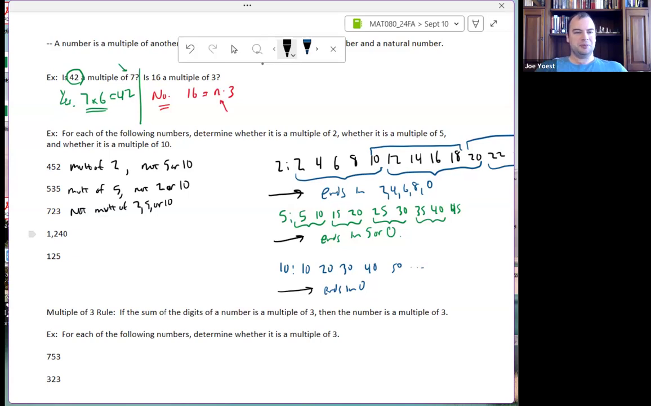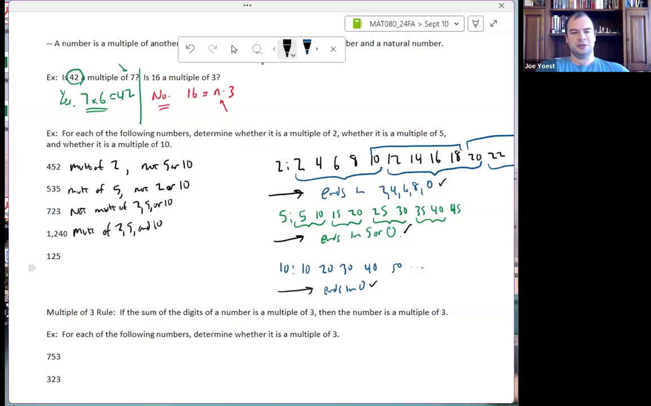1,240, big number, but again, we're just looking at that last digit, that's 0. It does end in 2, 4, 6, 8, or 0. It does end in 5 or 0. And does also end in 0. So it is a multiple of all three. Multiple of 2, 5, and 10.